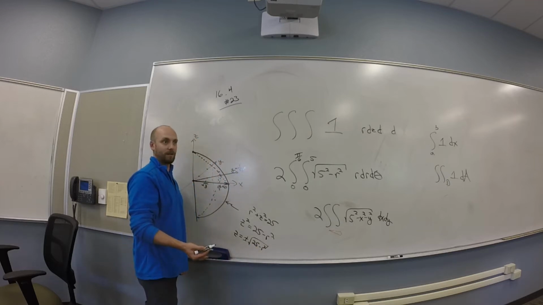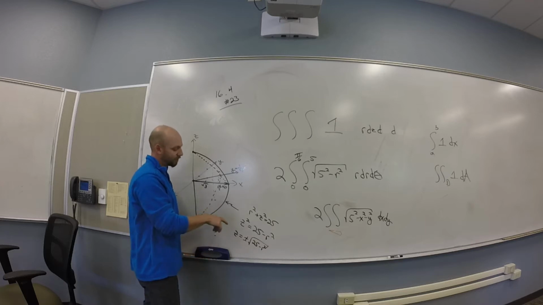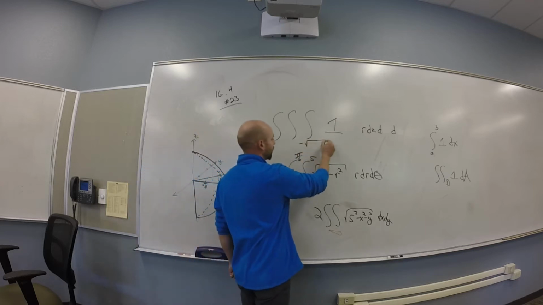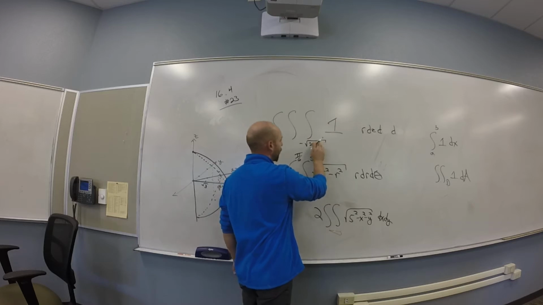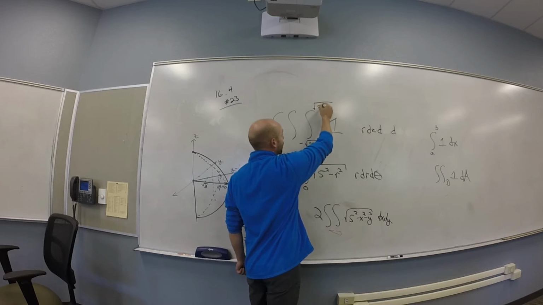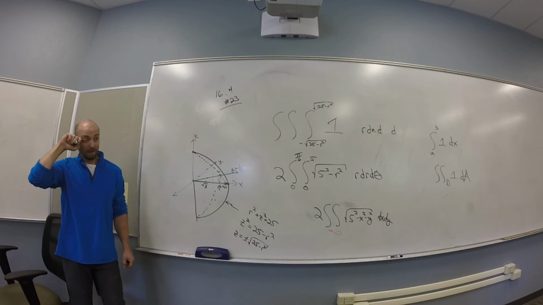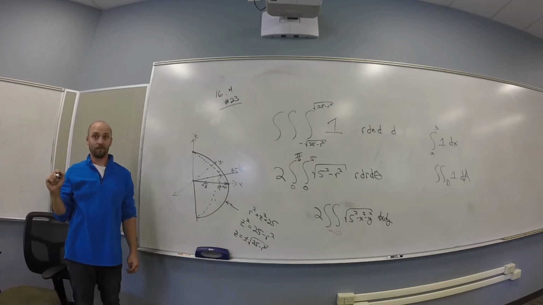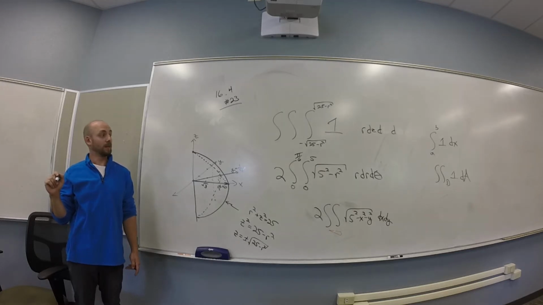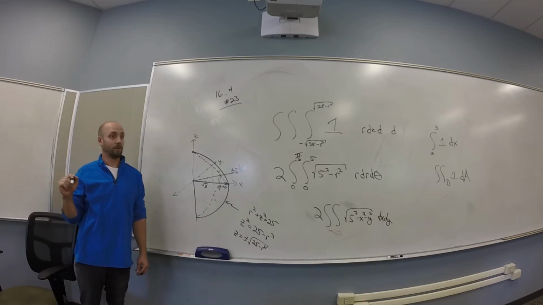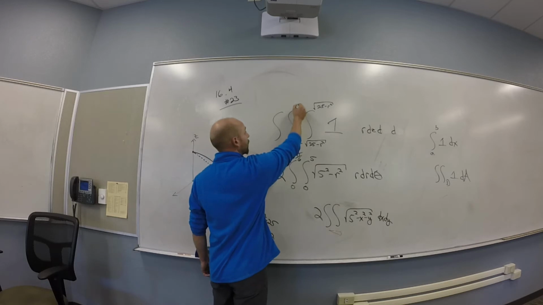You guys all see that? Okay, so your z's range from minus the square root of 25 minus r squared to the square root of 25 minus r squared. You guys with me? Okay. Then where do your r's range? R's range from 0 to 5 still.